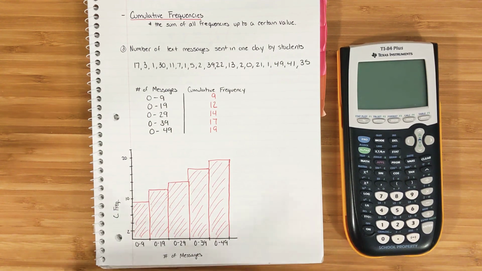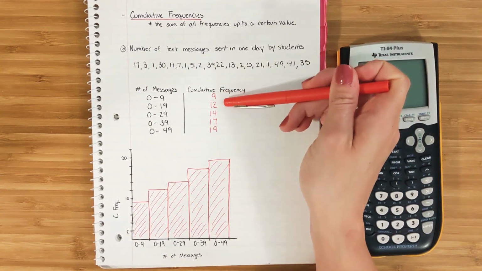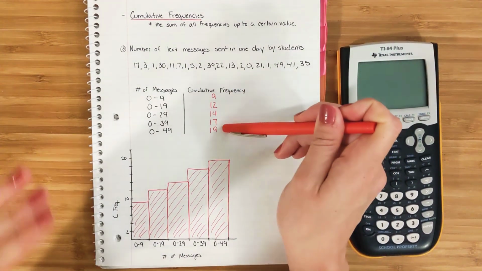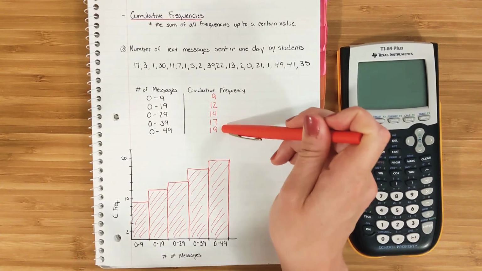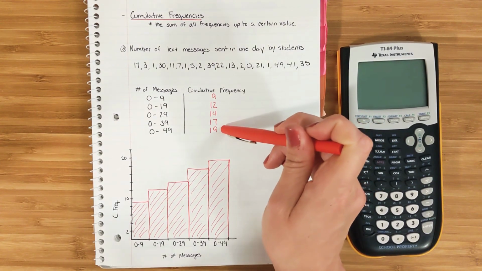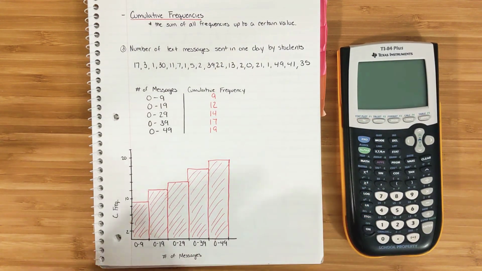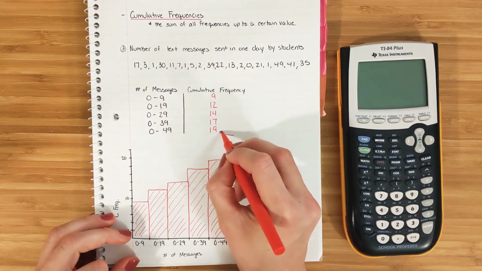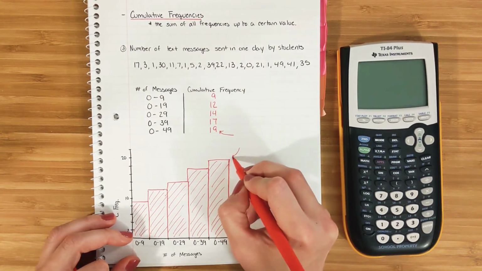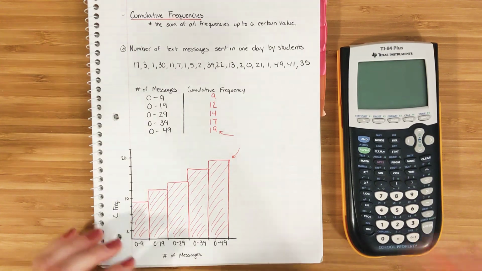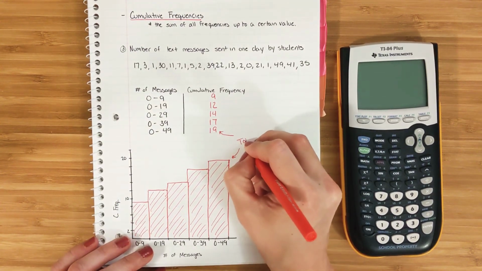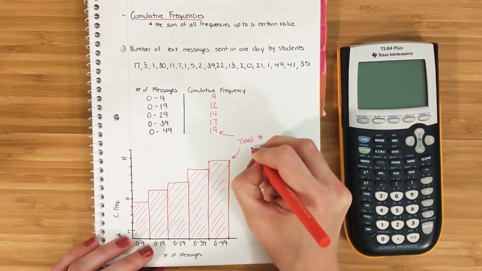And when you're dealing with a cumulative frequency table or histogram, you'll notice that the values always continue to grow or stay the same. If you have 0 values in one category, it could stay the same, but it'll never go down. This last number in your frequency table, or the last height in your cumulative frequency histogram, is the total number of values.